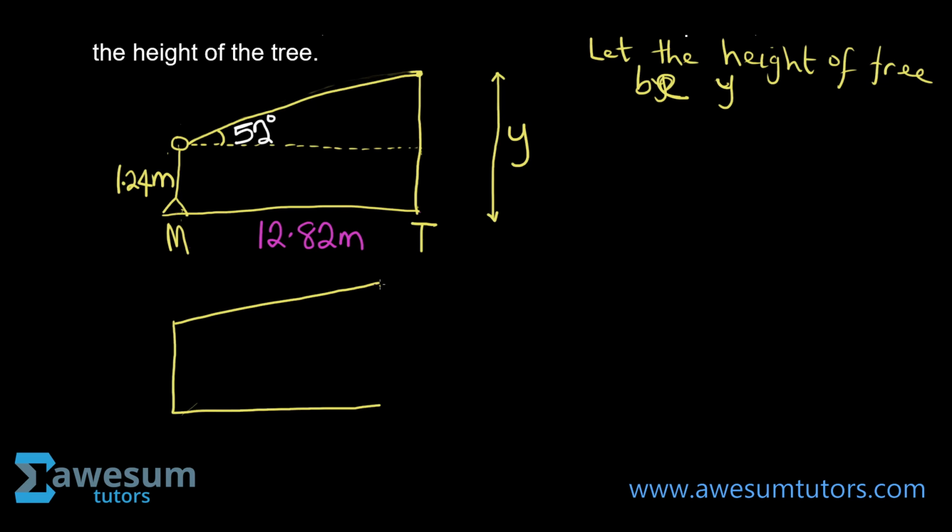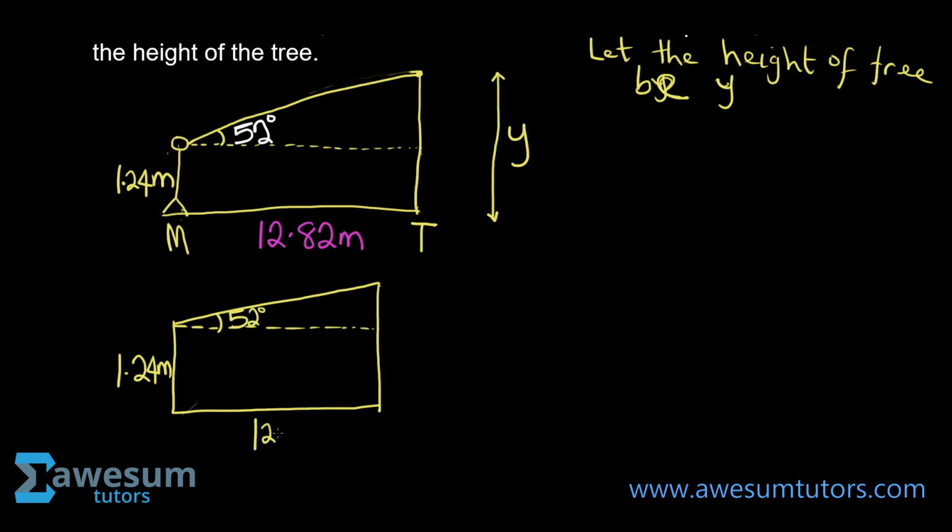Okay, I have something like this. The normal eye level of the man that we are talking about. Take note that we are not using an actual measurement right here. This is just a sketch, 1.24 meters. This is the 52 degrees.